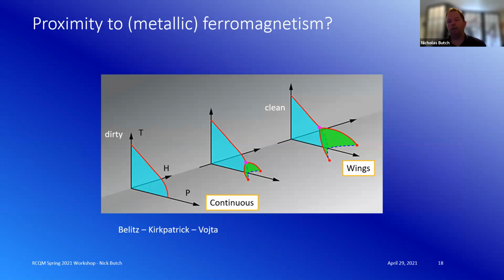If we assume, based on everything that I've told you so far, that the magnetic phase that's close by is ferromagnetic, and we also bear in mind that it's metallic, we might refer to the theory of Belitz, Kirkpatrick, and Vojta on ferromagnetic quantum phase transitions. And so we can have anything from a quantum critical point for a dirty system to a discontinuity for a clean system, and then the presence of wings as a function of field.